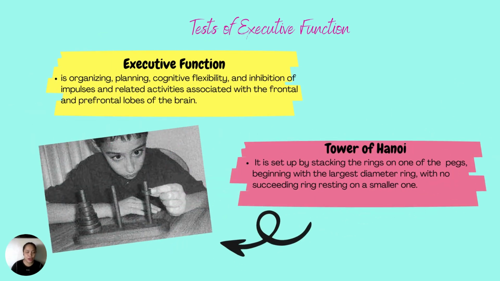Tests of executive function. Executive function is organizing, planning, cognitive flexibility, and inhibition of impulses and related activities associated with the frontal and prefrontal lobes of the brain. One test used to measure executive function is the Tower of Hanoi. It is a puzzle that made its first appearance in Paris in 1883. It is set up by stacking the rings on one of the pegs, beginning with the largest diameter ring, with no succeeding ring resting on a smaller one. As you have seen on the screen, that is an example of the Tower of Hanoi.